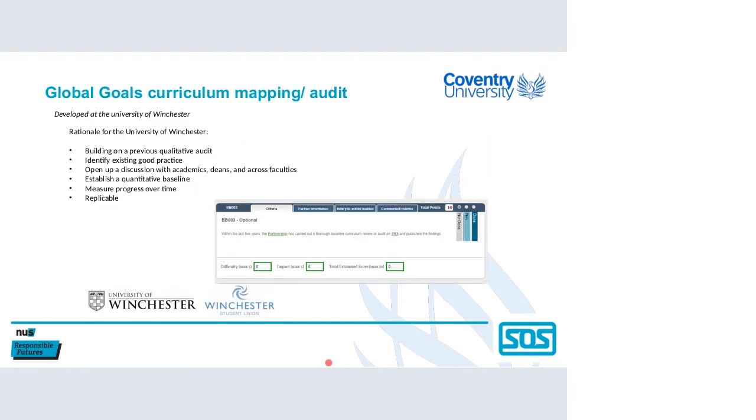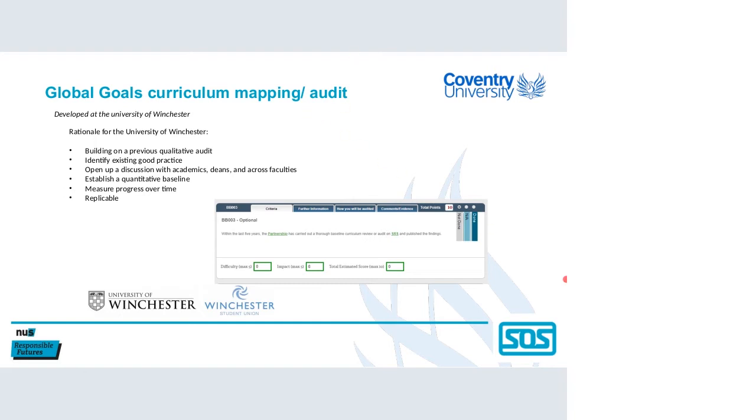Another example is mapping the SDGs across the whole of the undergraduate curriculum, which was carried out at the University of Winchester. We do actually offer this as a piece of consultancy work that SOS UK can support universities to carry out at their universities. It's all about training students to develop the skill set to use this toolkit to identify where the SDGs fit across all of their undergraduate curriculum programs.